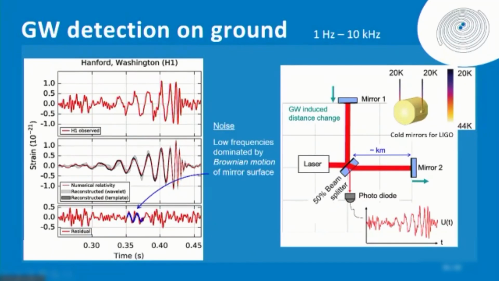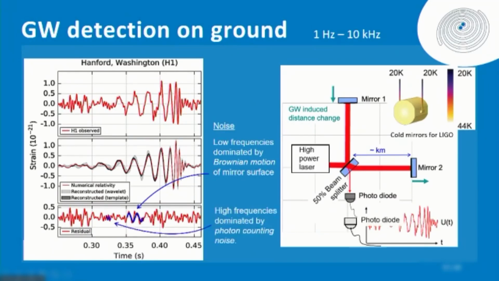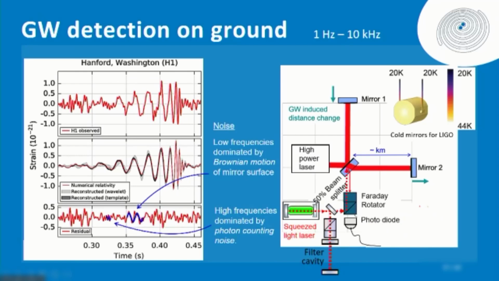There is some low frequency noise in this residual fluctuation. Those are related to the Brownian motion of the surface of the mirror. This is why you want to suspend this mirror with multi-layer suspension and maybe even cool them down to cryogenic temperatures.